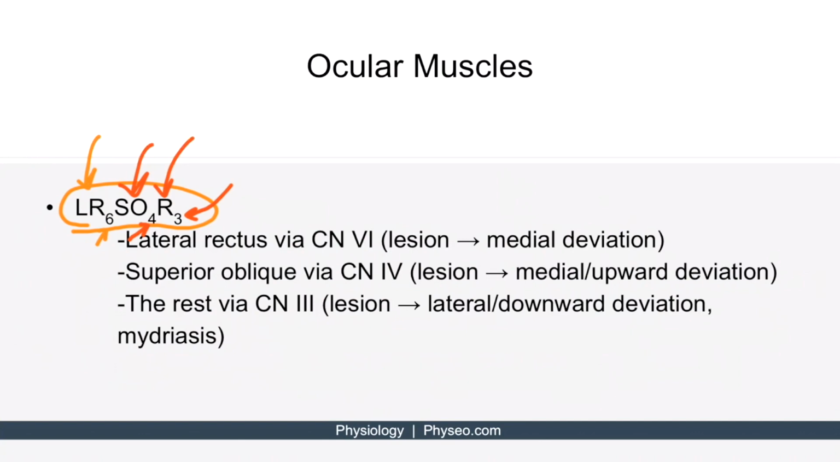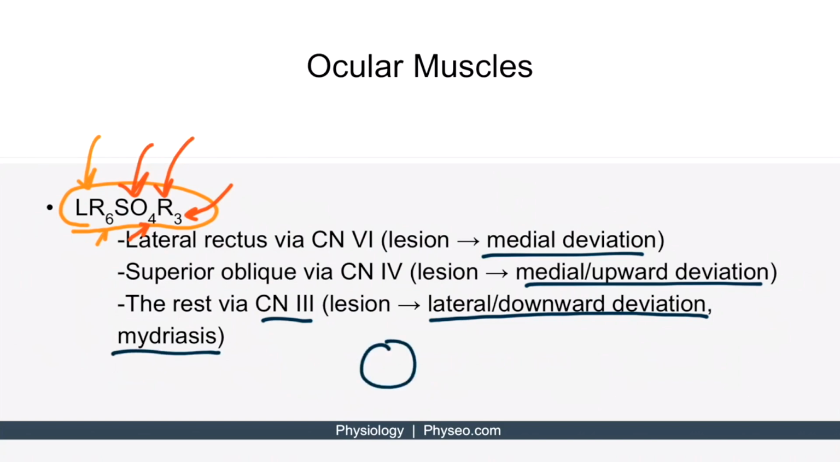But some quick things to remember is that if you damage the lateral rectus muscle, the lesion will lead to medial deviation of the eye. And if you damage the superior oblique muscle, the lesion will lead to medial upward deviation, which we discussed on the previous slide. And for the rest, cranial nerve 3, if you lesion that, then you'll get a lateral downward deviation plus mydriasis. So if we damage the right side, right here, then we'd get mydriasis, blown pupil, if you will, and then you would get a lateral downward deviation. The eye would look down that way. And that concludes this section.